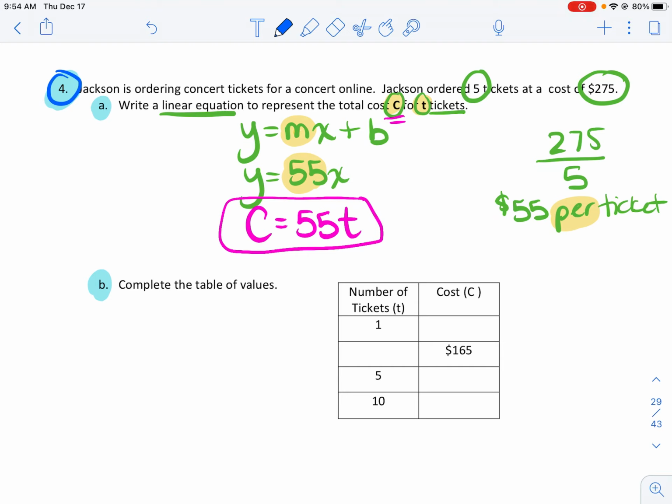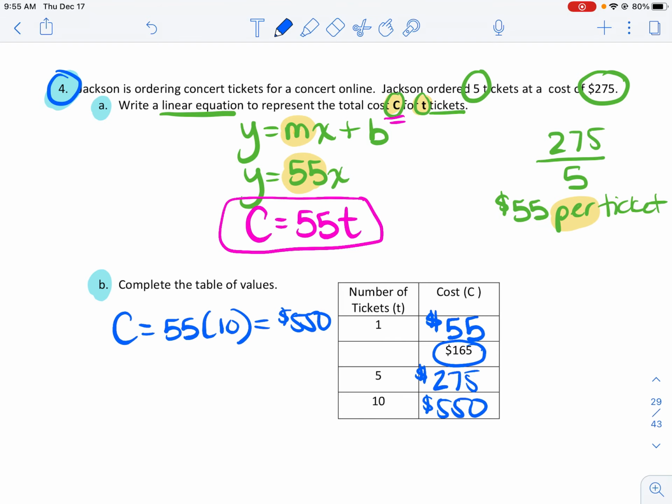1 ticket we know is going to be $55. We have to work backwards on this one, so let's wait a second. 5 tickets, they already told us was $275. Let me just put my dollar sign. And then to find 10 tickets, we're going to do C equals 55 times 10, which we know is 550.